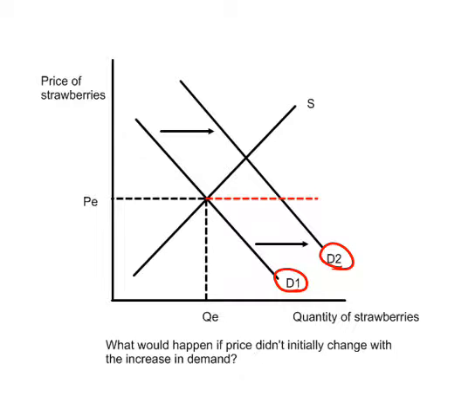But what would happen if price did not initially change with the increase in demand? So we know that with the first demand curve, this is our equilibrium quantity. If price were to remain the same, and we now have a new demand curve, this would be our Q2.